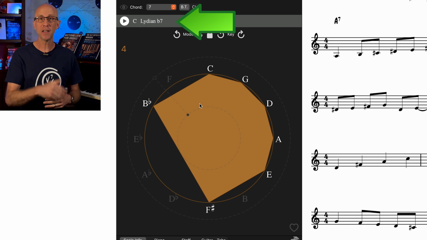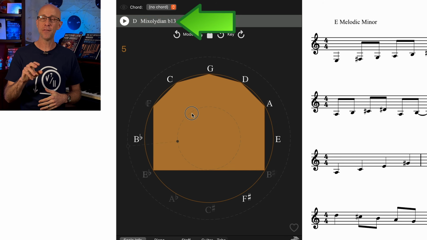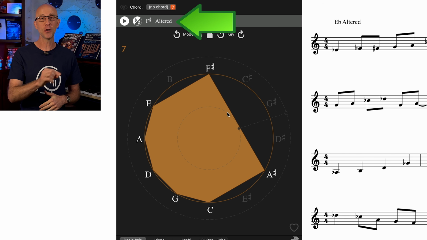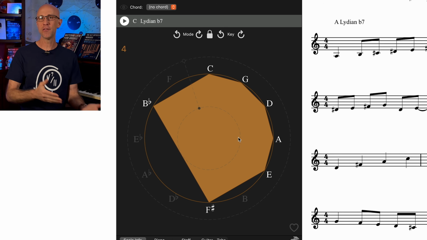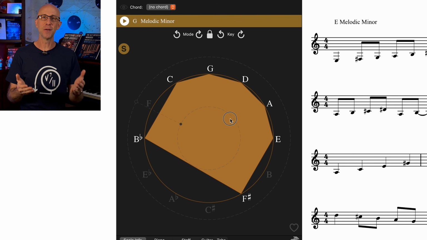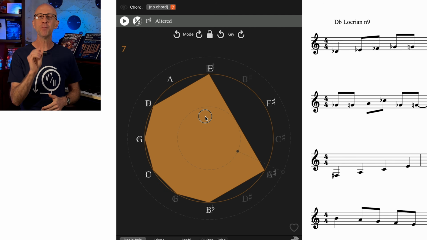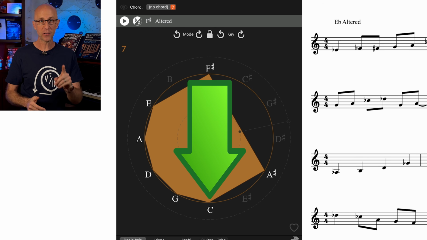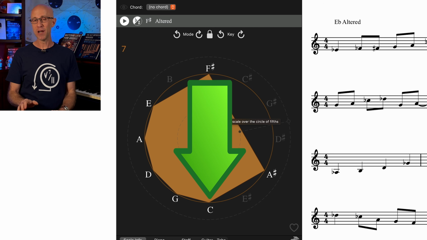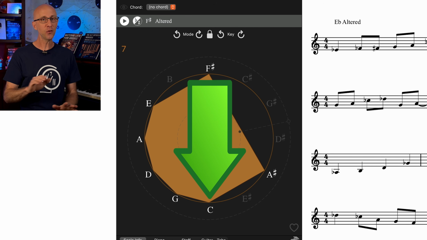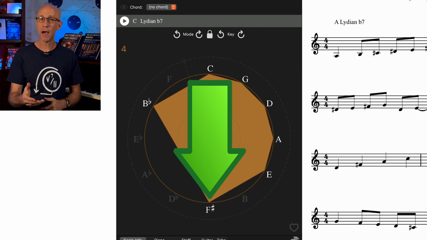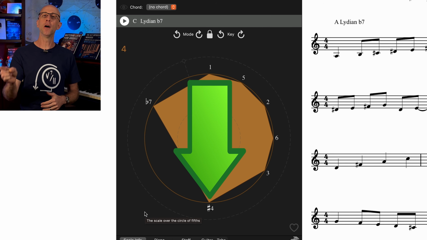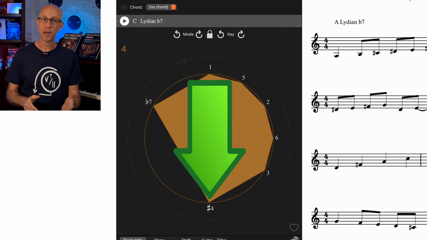Now, if we have a C Lydian flat 7 and we rotate the graph 180 degrees, we get the F sharp altered scale. In other words, C Lydian flat 7 and F sharp altered are the exact same notes. And this is going to be really important for today's lesson. Notice that C and F sharp are a tritone away. Remember, in the circle of fifths, any two notes on opposite sides are always a tritone away. So if you have a Lydian flat 7 scale, then you get the related altered scale by starting on the sharp 4, a tritone away, and vice versa.